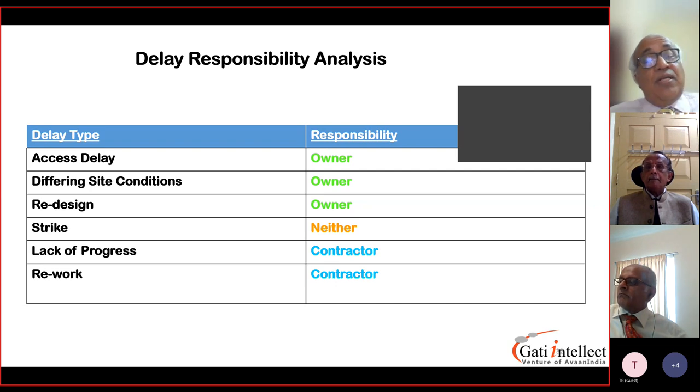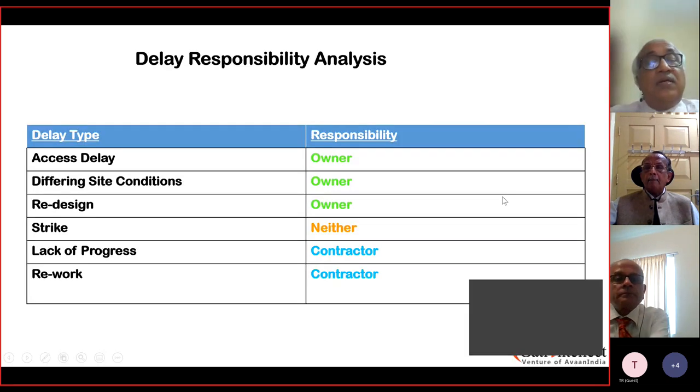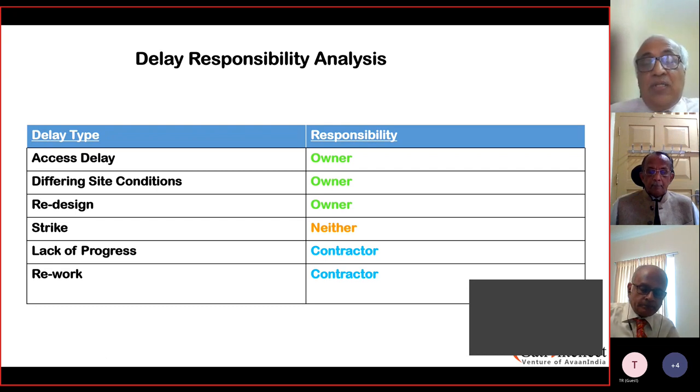But the lack of progress and rework, these are two things where it is definitely due to the contractor. Because productivity was a problem which caused the lack of progress, and reworking is essentially that I have to rework. So the rework is again the responsibility of the contractor, because the quality was not good enough and they had to allocate resources to do it again. So these two are definitely contractor issues for which they are not eligible for compensation. They are eligible for the first three reasons.